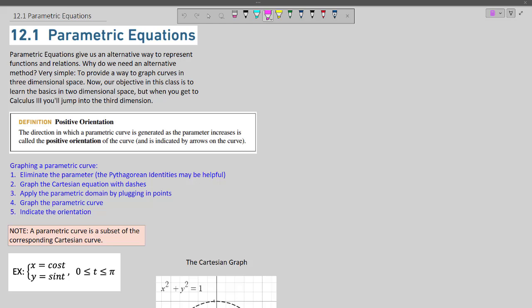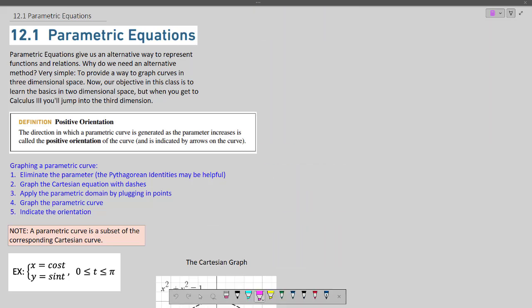And parametric equations, let's see, how do I get that thing to the bottom? Do I have to right click on it? Parametric equations give us another way to represent curves in three-dimensional space. Let's see, that doesn't want, though I guess I can just drag it. All right, there we go.